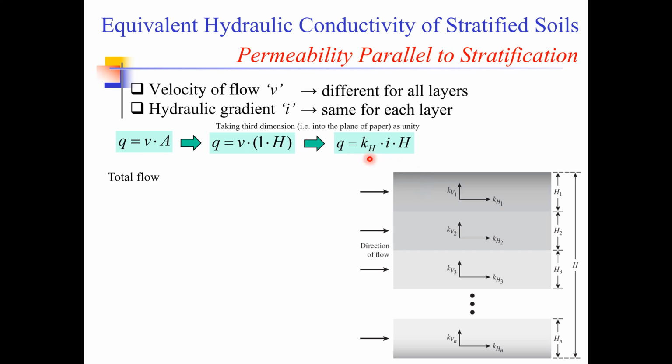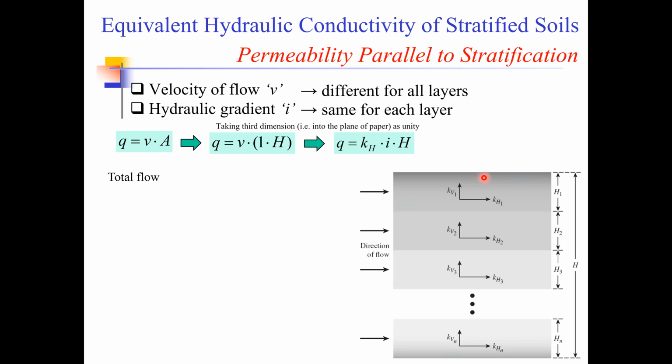Now, if I ask you to determine the total flow, the total discharge through this layer, how can you determine this? First, it is important to understand what we mean by the total flow. Total flow means the total quantity of water which enters from here and comes out from the right end. How can we determine the total flow of water through this entire soil mass?